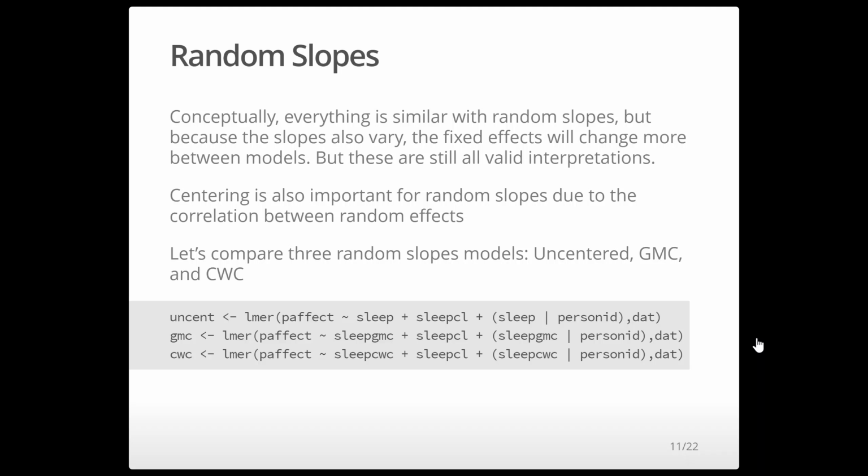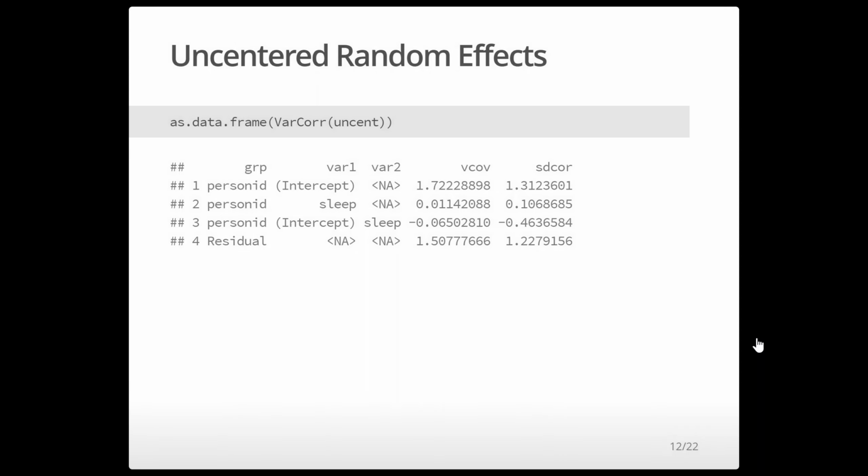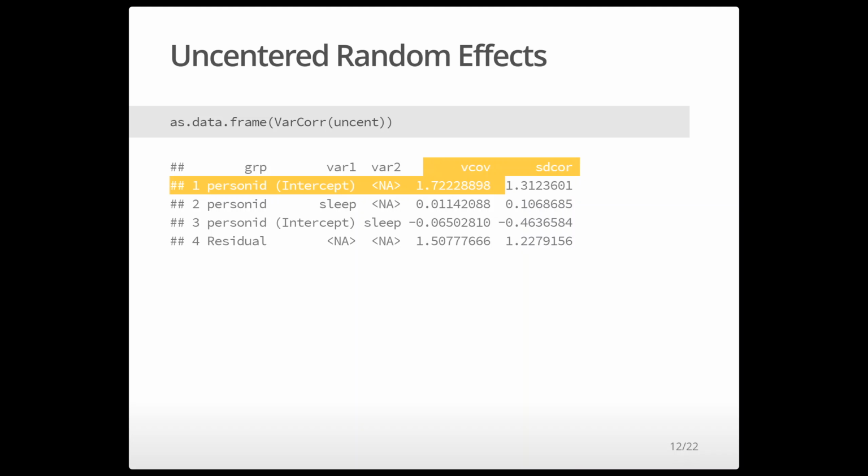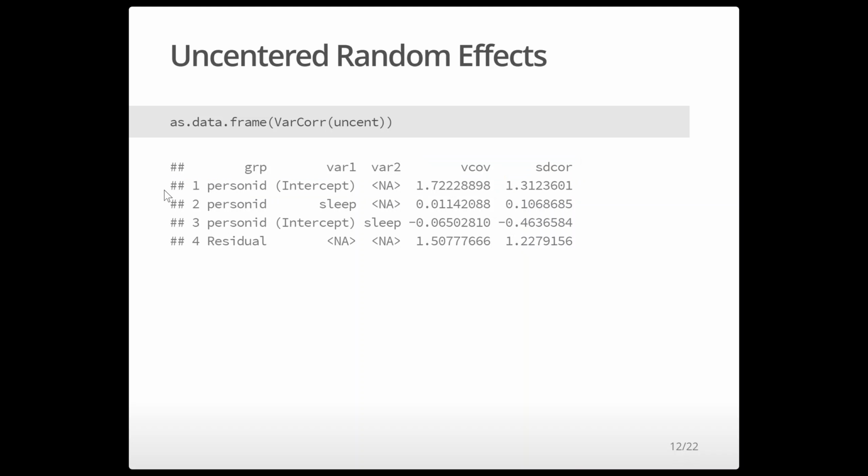So let's take a look at three different random slopes models: uncentered, grand mean centered, and centered within cluster. We're going to look at the random effects results, and in particular, you should try to pay attention to this first row, which is the residual for the random intercepts, and this row here, which is the correlation or covariance between the random intercepts and random slopes. And we can look at the standard deviation and the correlation just for ease of interpretation here.